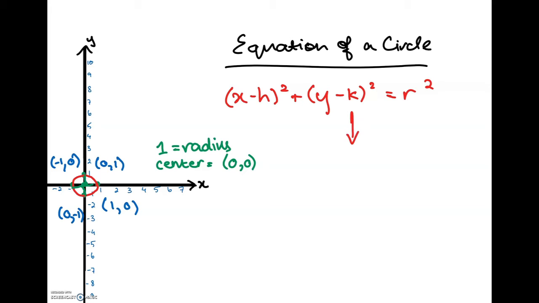So let's substitute everything inside our formula. We have (x minus 0) squared plus (y minus 0) squared, which is equal to r squared. In this case, r is equal to 1, so 1 squared is just equal to 1.